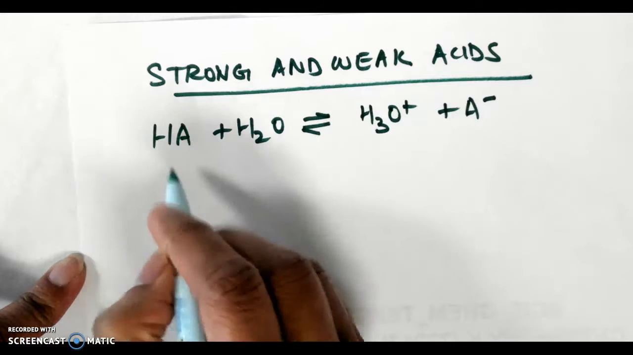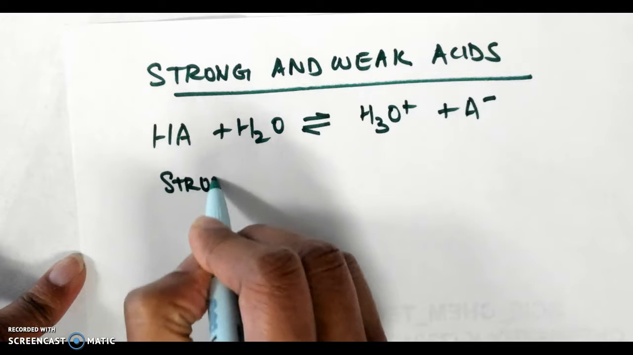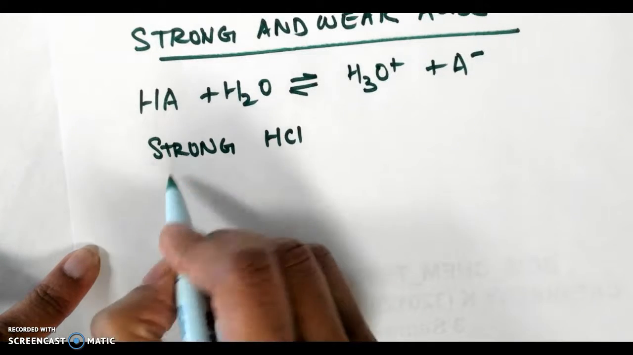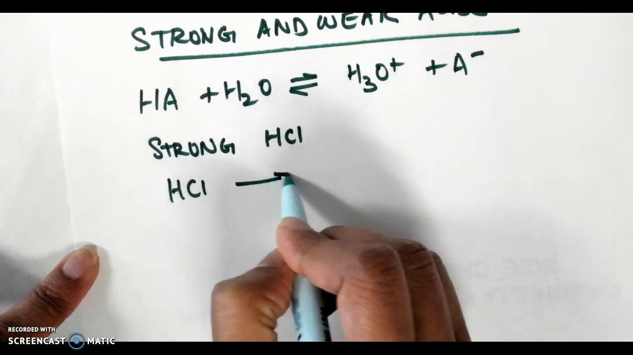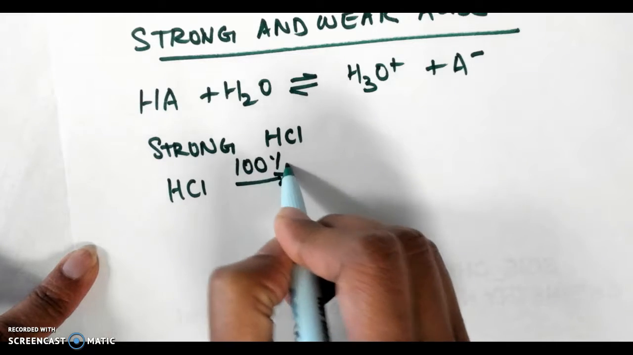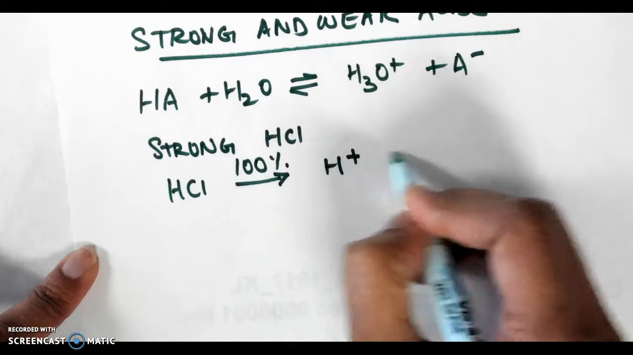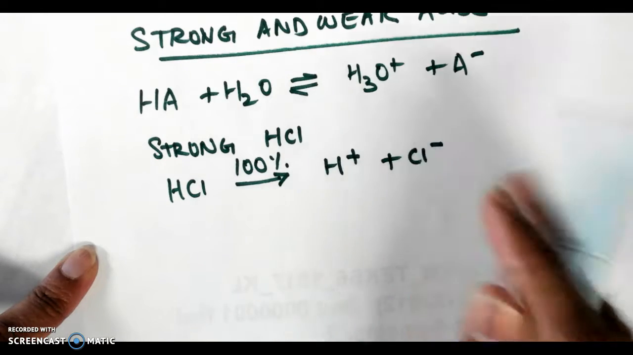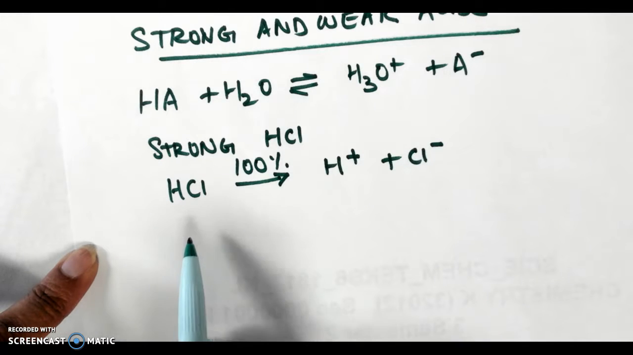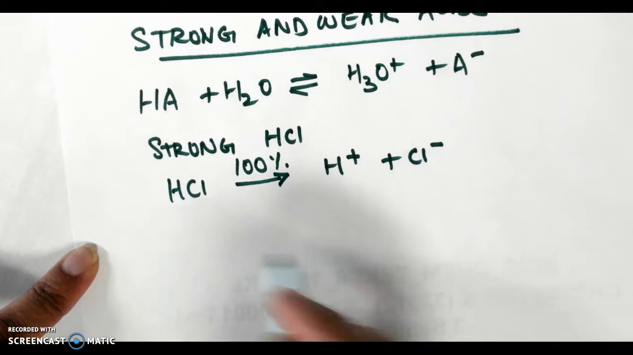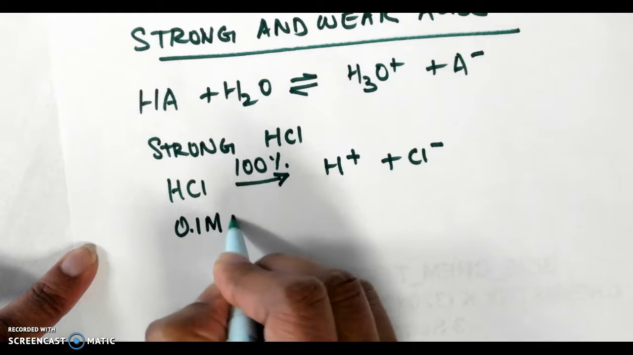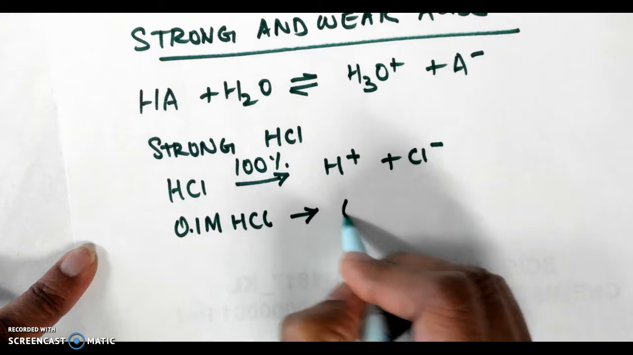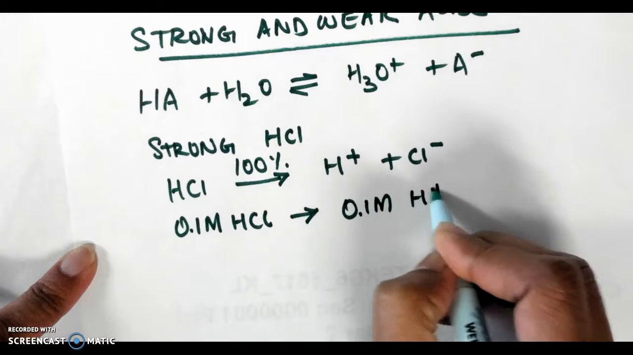Now in the case of a strong acid, for example HCl, HCl is supposed to ionize 100% to produce H plus and Cl minus ions. The chances of these ions to recombine and make the acid again is extremely low. Therefore, if I had 0.1 molar HCl, it can be expected to provide 0.1 molar H plus ions as well.